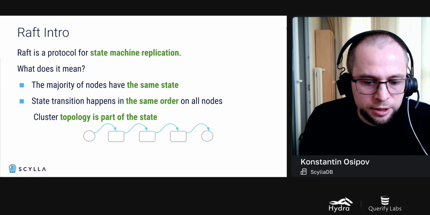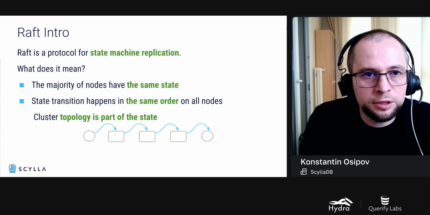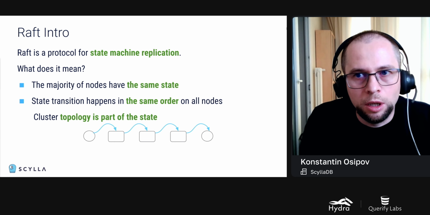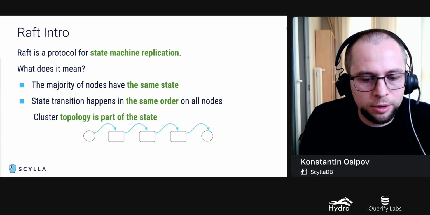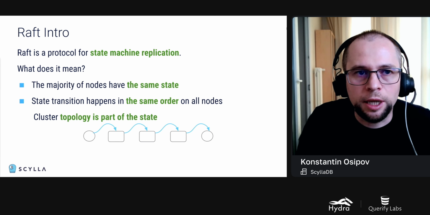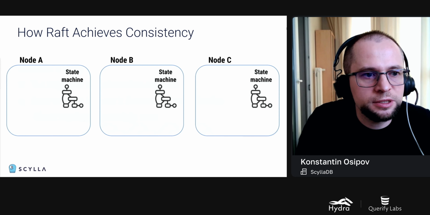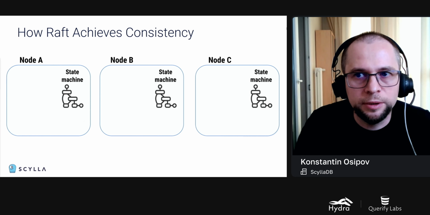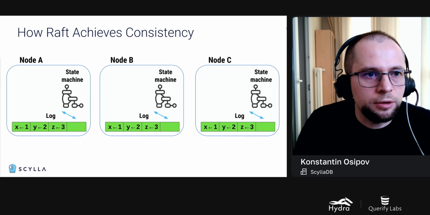So Raft exploits that idea. And in order to do it, it has three components. First, there are, of course, the state machines, and there is an independent state machine on every node. And second, there is the log.